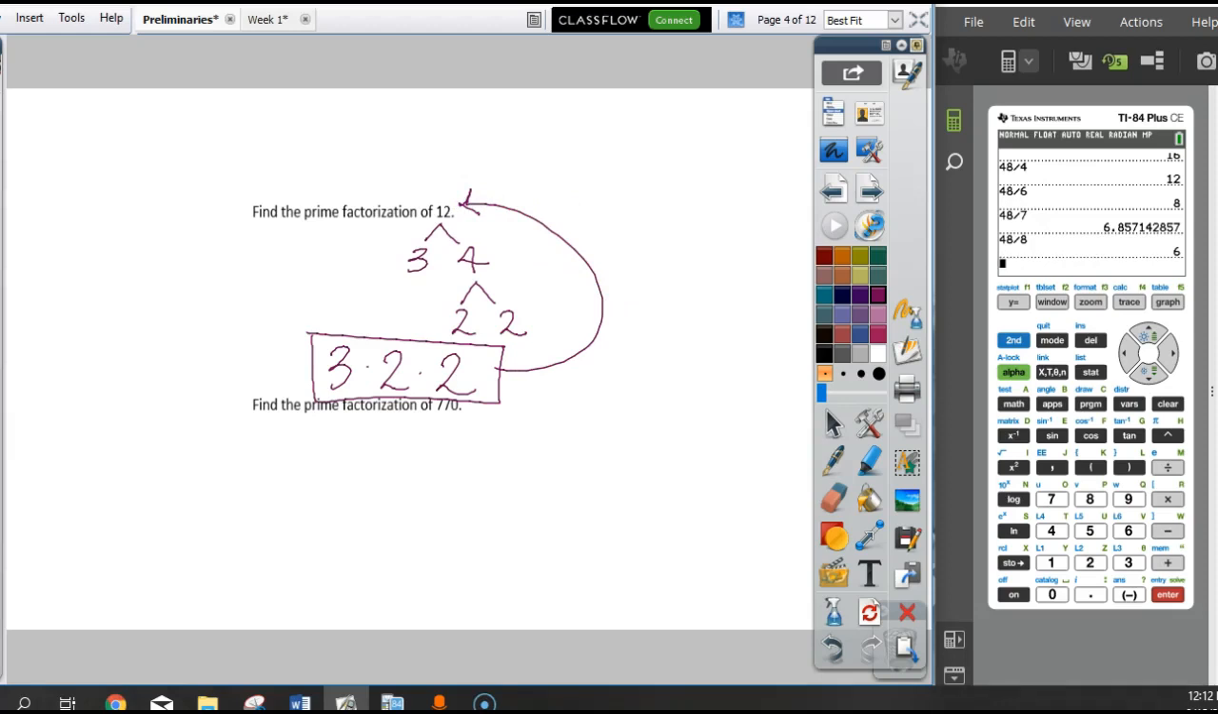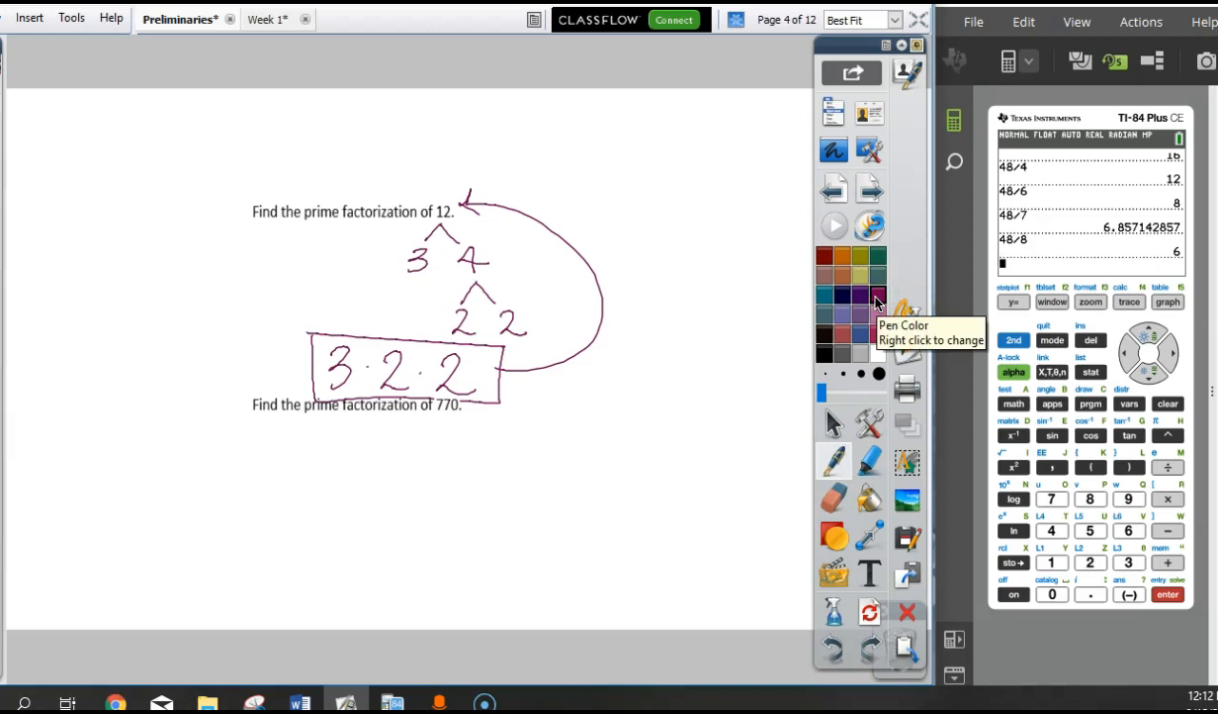Again, the word factor means to rewrite as a product. Prime means that all of the numbers in that product do not have any other factors other than itself and 1. So the next one, I can't see that number now, we want to find the prime factorization of 770.